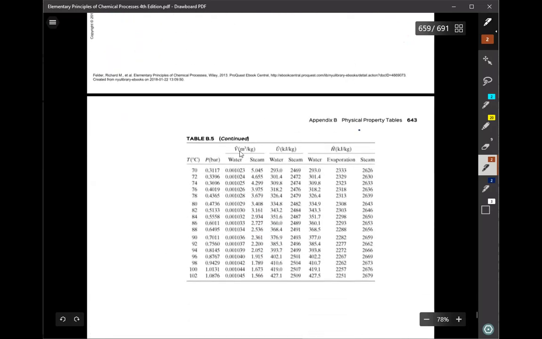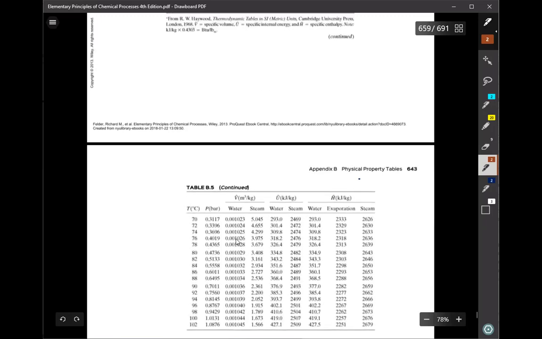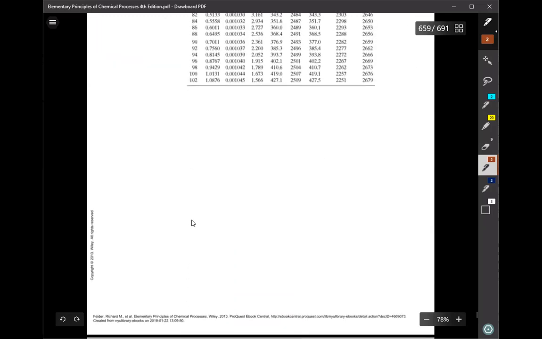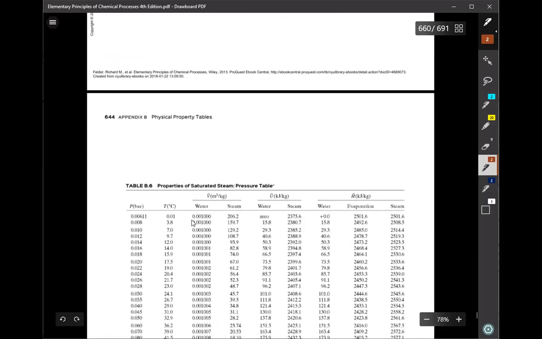Okay, the second page of Table B5 is more of the same. The only difference is that you have higher temperatures, so it keeps going all the way up to 102 C. I'll say that Table B5 and B6, we'll talk about that at the end, but I mentioned that B5 and B6 have the same information technically. It's just switching what variable is specified. B5 has much less information, however, so keep that in mind as well. All right, let's move on then to B6.